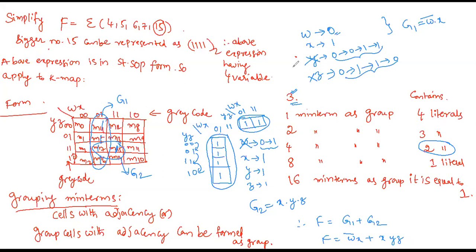Now, if you have any doubt, you can ask me. First, we need to look for the bigger group. Try to look for the bigger group. If there is a possibility, look for 8 minterms as a group. Then look for 4 minterms as a group. Then look for 2. Then look for 1 minterm as a group. Right. This is about the 4 variable K-map with one example.